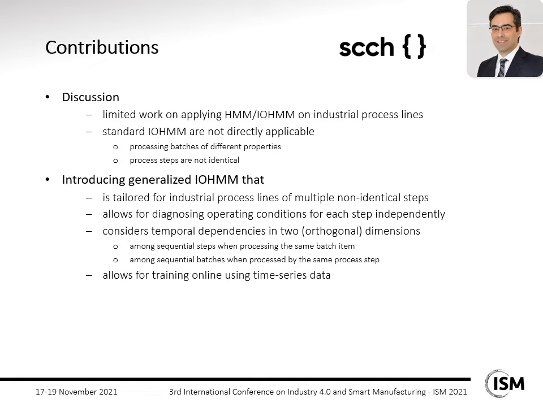So far, there has been limited work on applying hidden Markov models or input-output hidden Markov models on industrial process lines, and the reason for that is primarily related to the fact that standard input-output hidden Markov models are not directly applicable to industrial process lines when we have multiple steps that are non-identical. So the main contribution of this paper is to introduce a generalized version of input-output hidden Markov models, which is specifically tailored for industrial process lines of multiple non-identical steps.